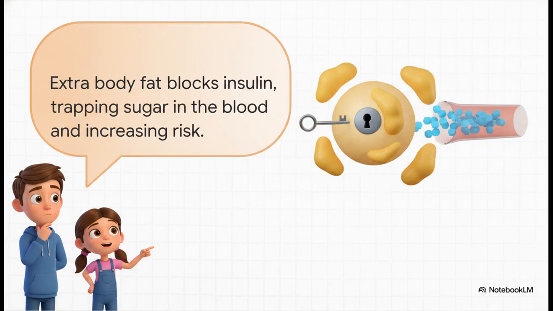So you're probably wondering, how are obesity and diabetes actually connected? Well, that extra body fat we talked about earlier actually gets in the way and makes it much harder for your insulin keys to work. The fat is basically blocking the lock. As a result, all that sugar stays trapped in the bloodstream instead of going into the cells where it belongs. This direct connection is exactly why obesity massively increases a person's risk of developing type 2 diabetes.